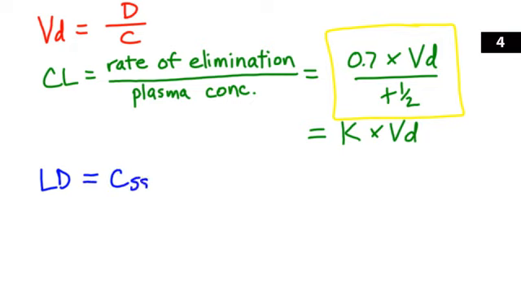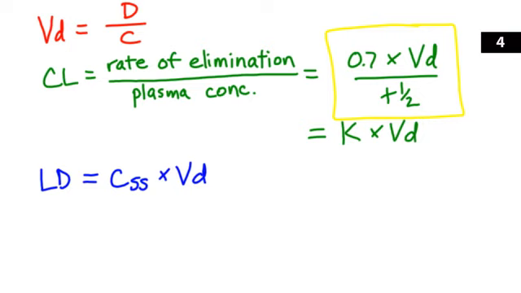Loading dose is equal to the concentration at steady state times the volume of distribution. So what's the concentration at steady state? Well, that's your desired concentration, your target concentration. You're giving a drug, and you know you have to get it up to a certain plasma concentration where it's going to have the desired effect. So to determine the loading dose, you need to decide what your desired concentration is, and then multiply that by the volume of distribution.